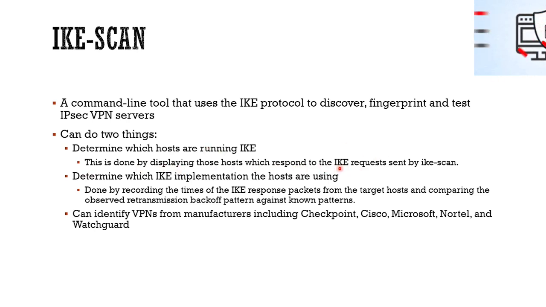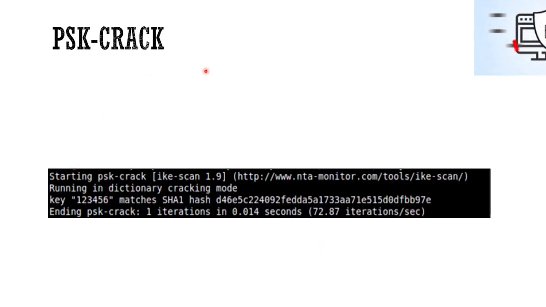Then we could try to crack some keys. Look at this. Starting PSK crack, running in dictionary cracking mode, and it found the key. Woohoo! Using a SHA-1 hash, which, by the way, I just saw a thing. SHA-1 is no longer recommended for hashing. Because SHA-1 is only 160-bit, it is now recommended you use SHA 256-bit or 512 or 384-bit at least, or higher.